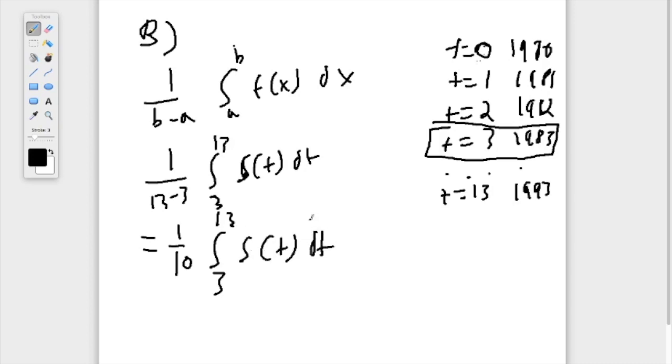And this is a calculator question. You're allowed to have a calculator, so you could just plug the function right in. So when you plug in everything, you should get 19.680 billion gallons per year.